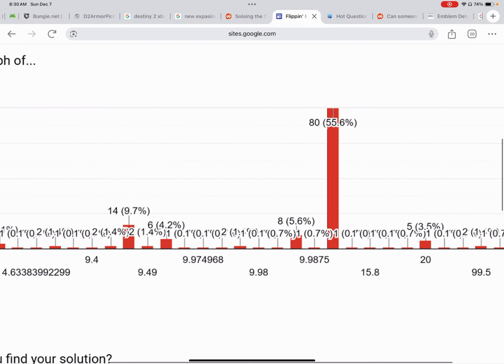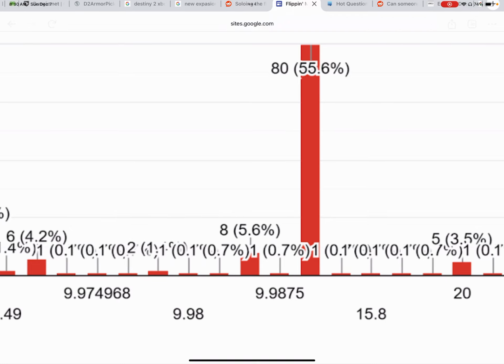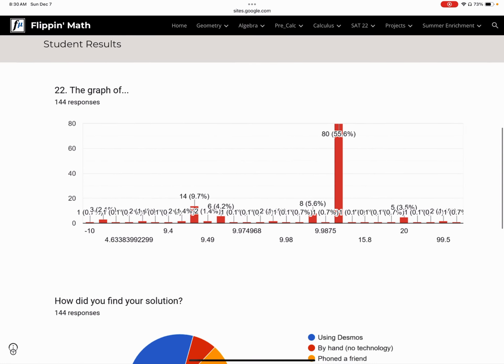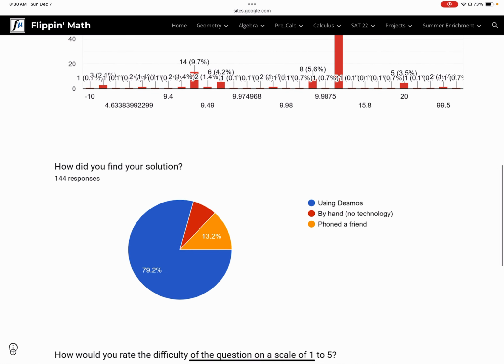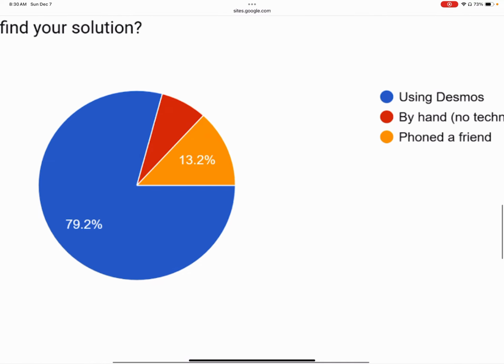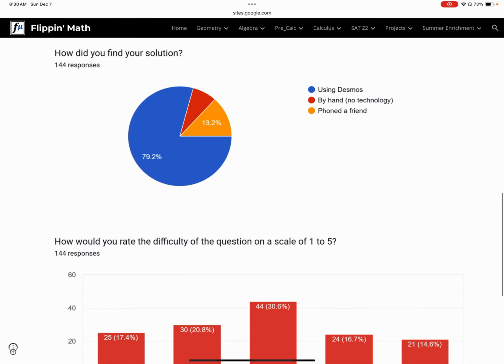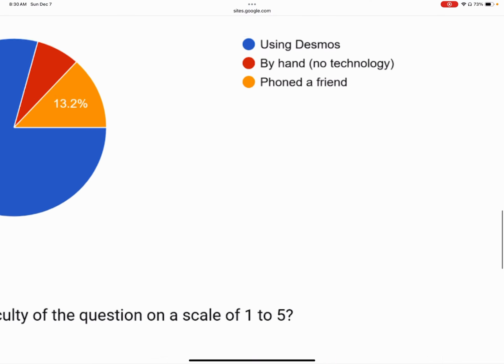Only 55.6% of people answered it correctly, just a little bit over half. I'm not going to tell you what that answer is. I don't want to spoil it for you. We'll take a look whenever we dive into the solution. So overwhelmingly, people used Desmos, and we're actually going to use Desmos on ours as well as doing the thing by hand. We're not going to be phoning a friend, though.